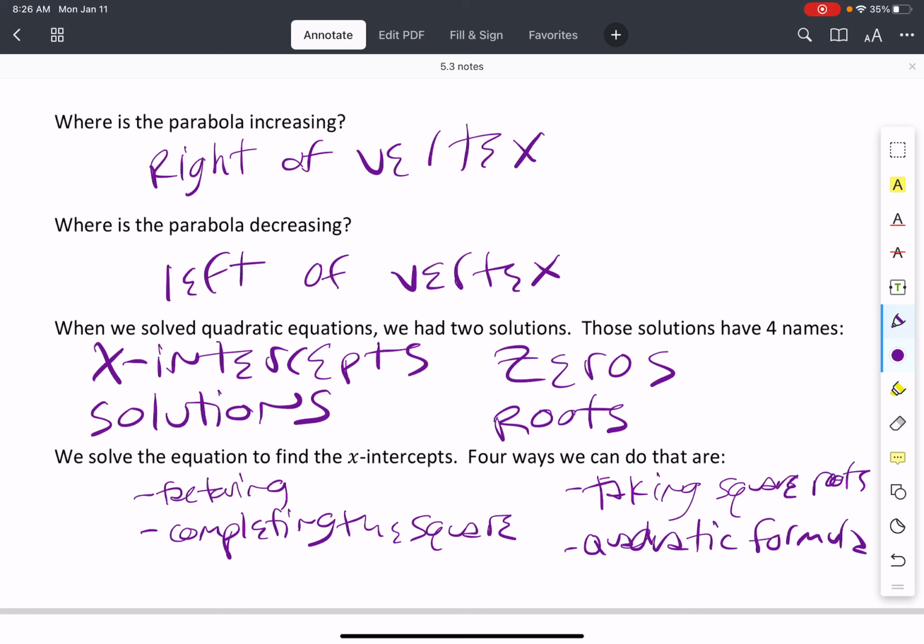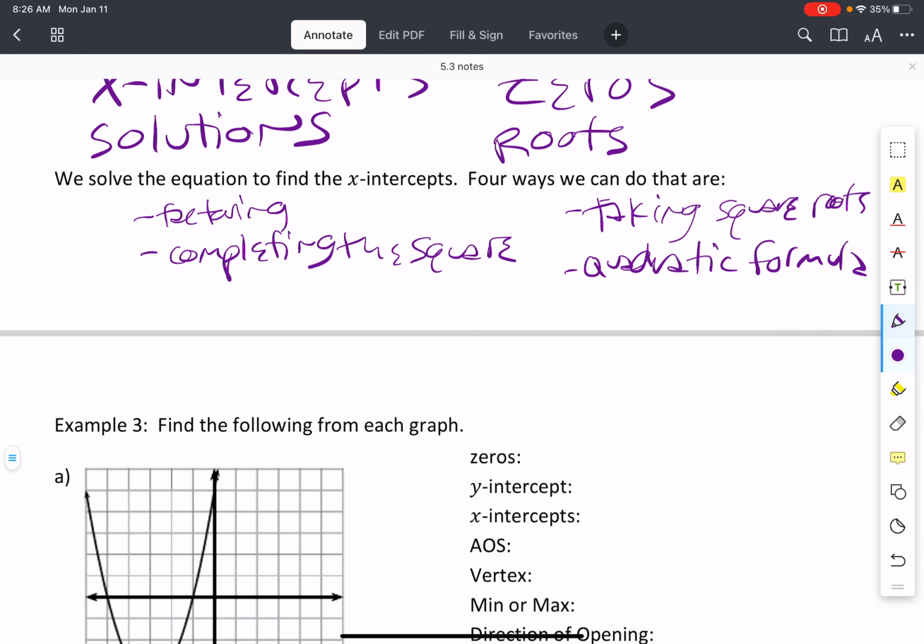So the whole point of all that stuff we've been doing is so that we can find x-intercepts, okay? Make sense? Okay, so that one that we skipped here, zeros, it's just the same as the x-intercepts. Zeros are the same as the x-intercepts.